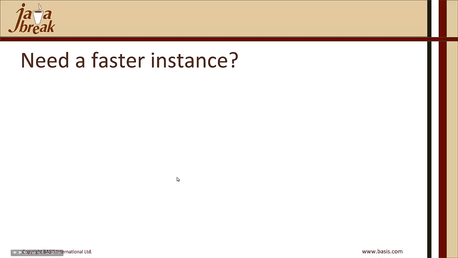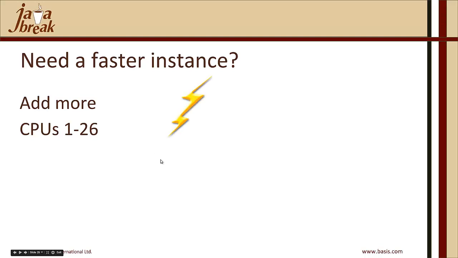Do you still need a faster instance than that? Well, of course, memory isn't all it's cracked up to be. Sometimes you just need more horses. So you can add one all the way up to 26 CPUs. And that's just today. In the future, there's no telling how many CPUs might be available, but that's the configuration today. So sometimes all you need is one.